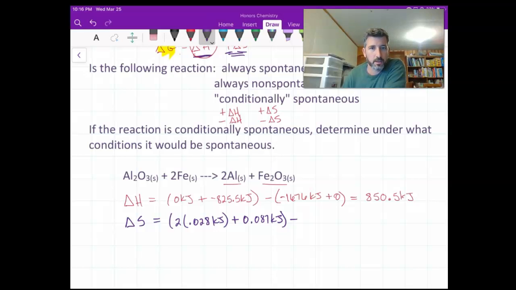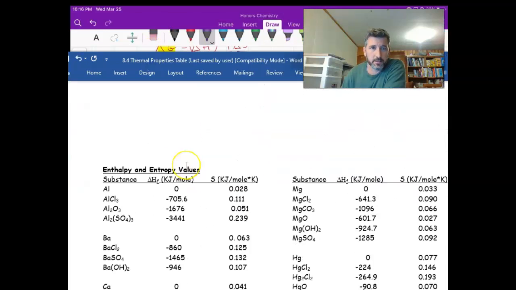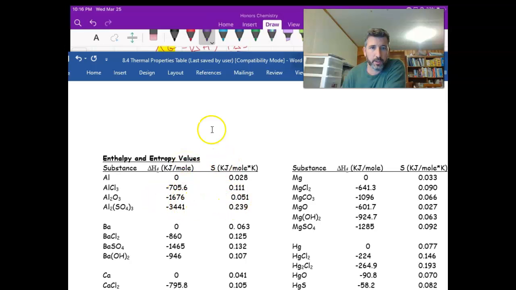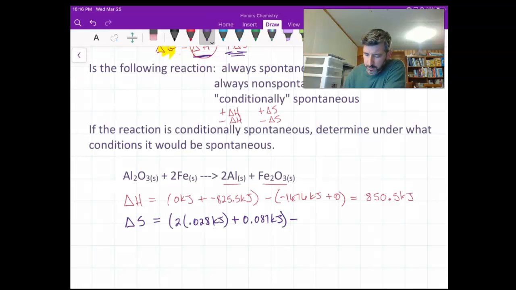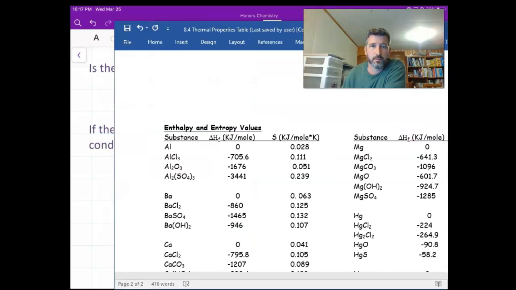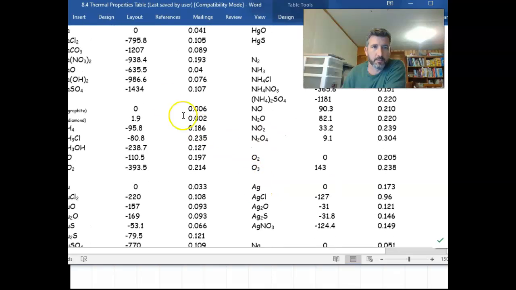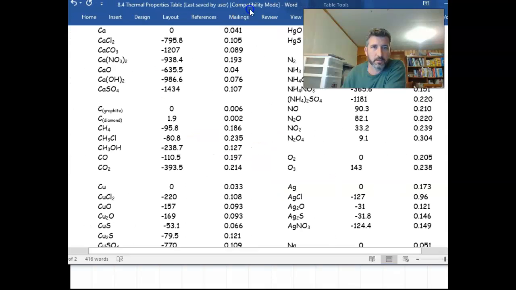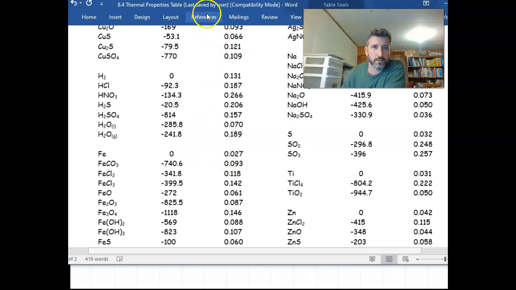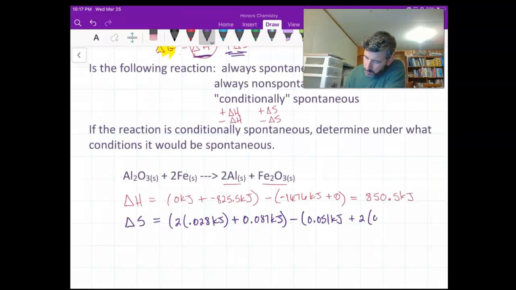So now my first reactant, aluminum oxide. Back to the table, and it looks to be 0.051. These are all solids, so that's why there's such small entropy values. Solids tend to be more or less pretty ordered, right? And then I have 2 of my iron, Fe, 0.027. All right, so 0.027 kilojoules.